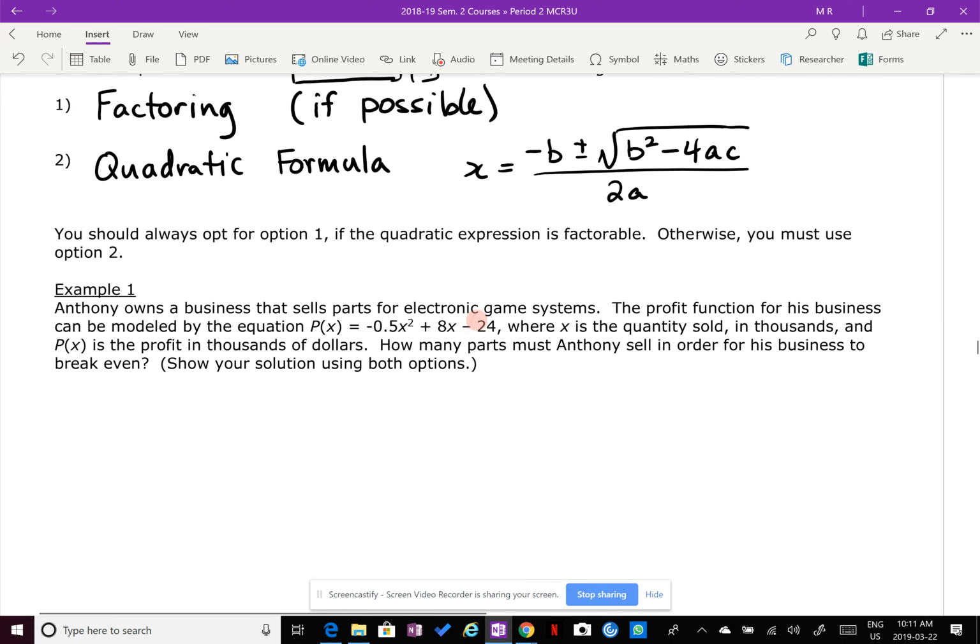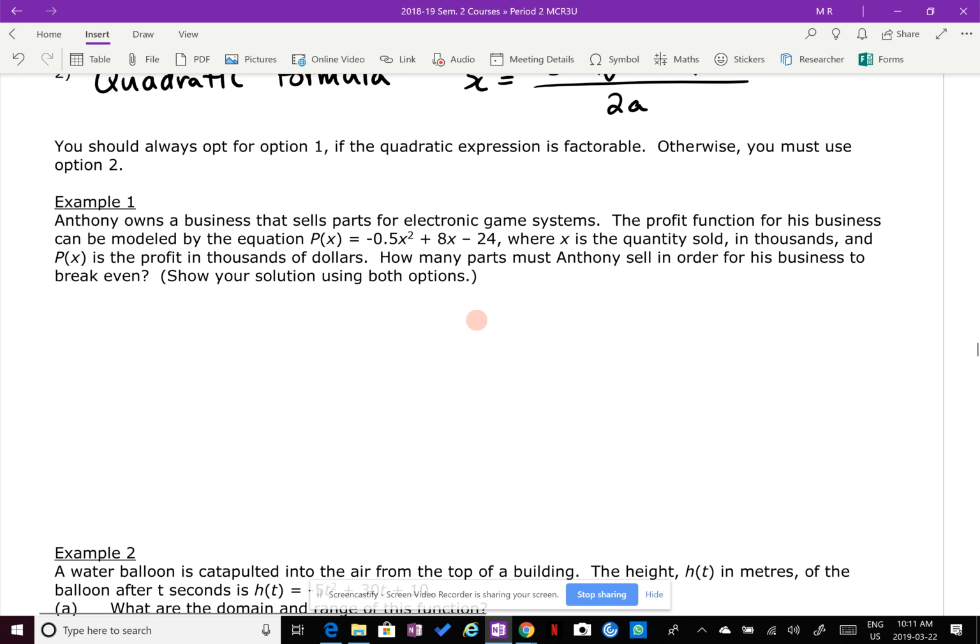Okay, so I went through some examples. So here's just 3 examples for this lesson. All of these are word problems, and I go through how to solve each of these quadratic equations. So example 1, Anthony owns a business that sells parts for electronic game systems. So electronic game systems like PlayStation or Xbox or computer, we're selling parts here. So the profit function for his business can be modeled by the equation P, capital P. And here it is, negative 0.5x squared plus 8x minus 24.